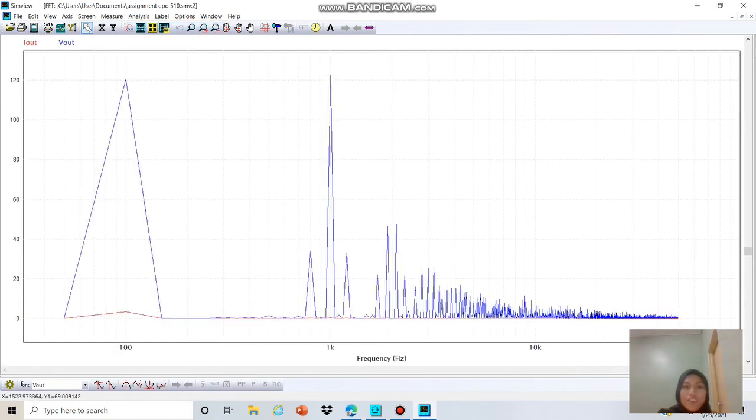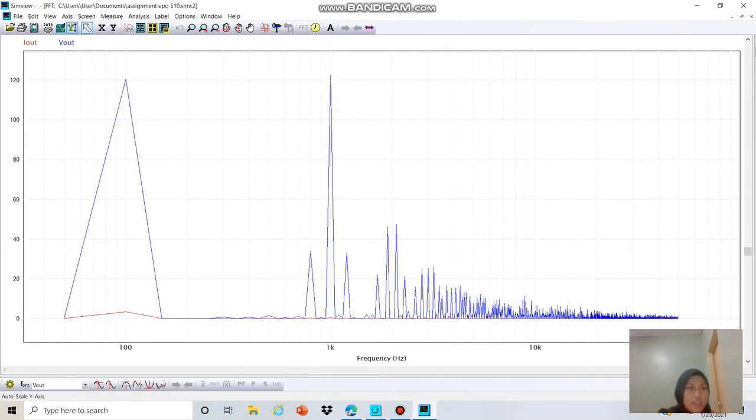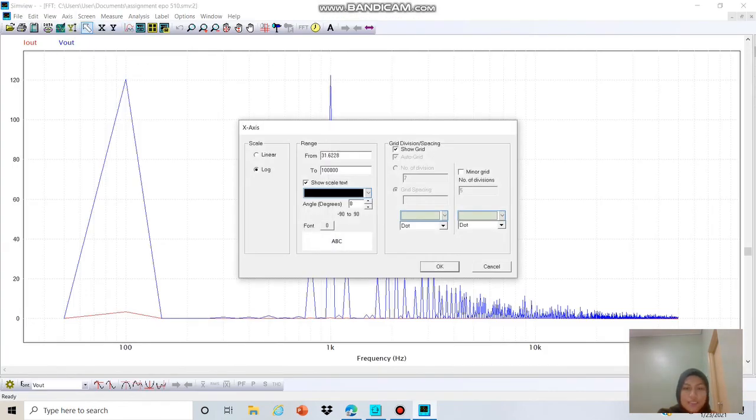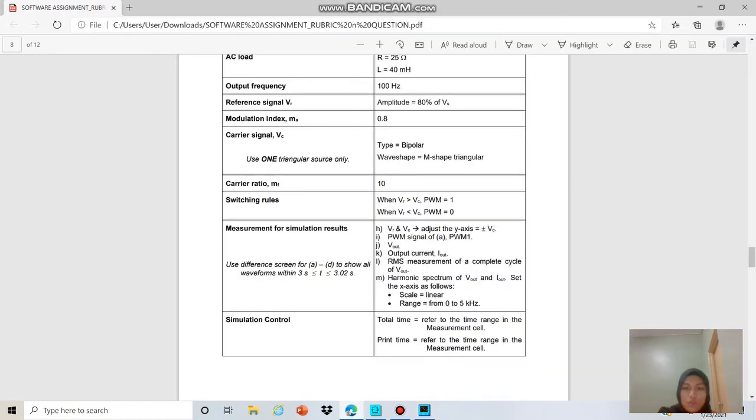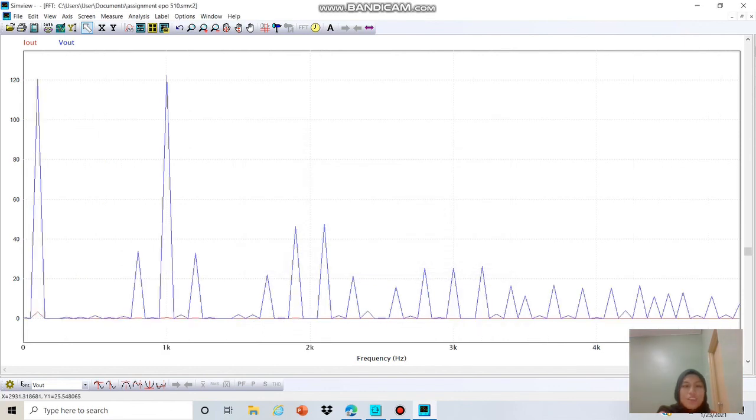Next, the question asks to set the x-axis as follows: axis x, linear, from 0 to 5 kilohertz. Okay, so we got the output current and output voltage harmonic spectrum.